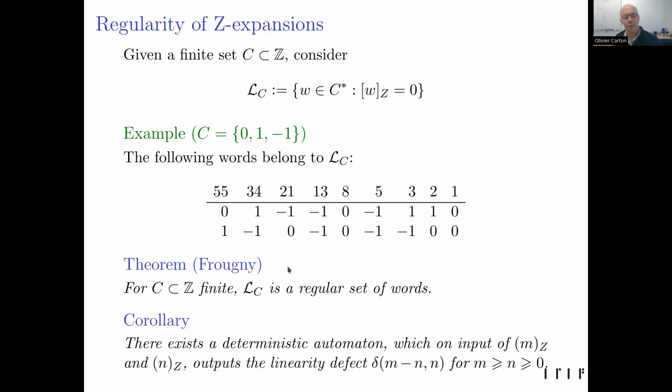Christian Frougny proved that this set of words having value 0 is a regular set of words. And actually, we use that result to show that the linearity defect can be computed as follows. If two integers m and n are given in their Zeckendorf expansion, then we have a deterministic automaton that reads both of them and gives, in the last state, the linearity defect with the value -1, 1, or 0.